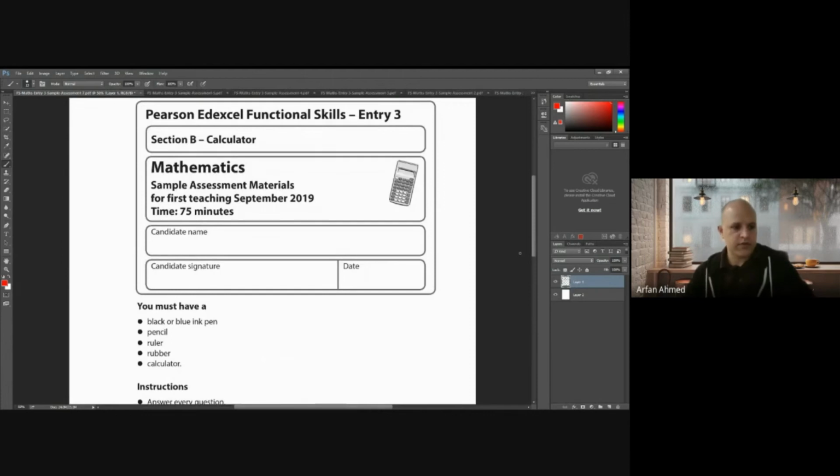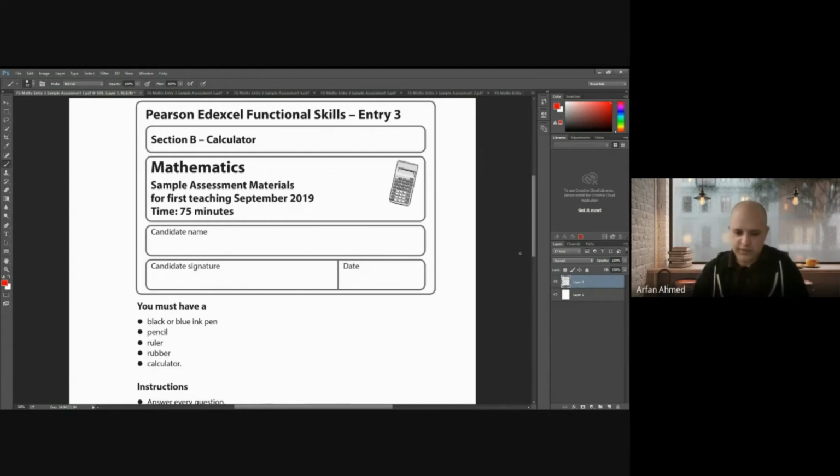Right, so for section B, similar sort of thing. Obviously it's a little bit longer than section A, 75 minutes they'll give you. Obviously it's a calculator paper, so you can use one of these now. So you should have a scientific calculator yourself. If you don't have one, they'll provide one for you in the exam. But I think it's a good idea to get one and use it at home, just so that you get used to it.